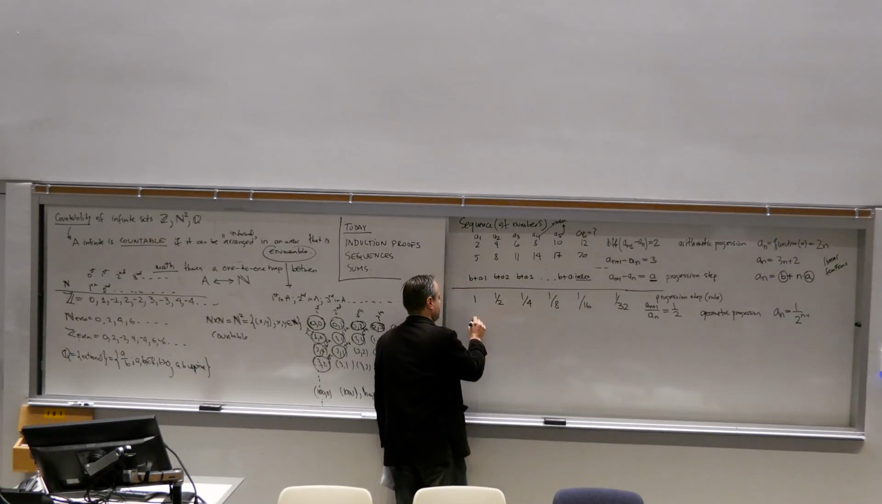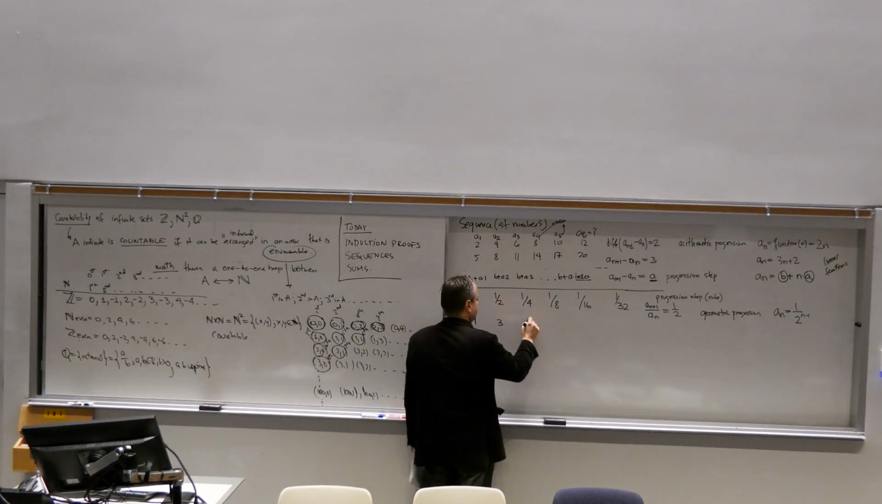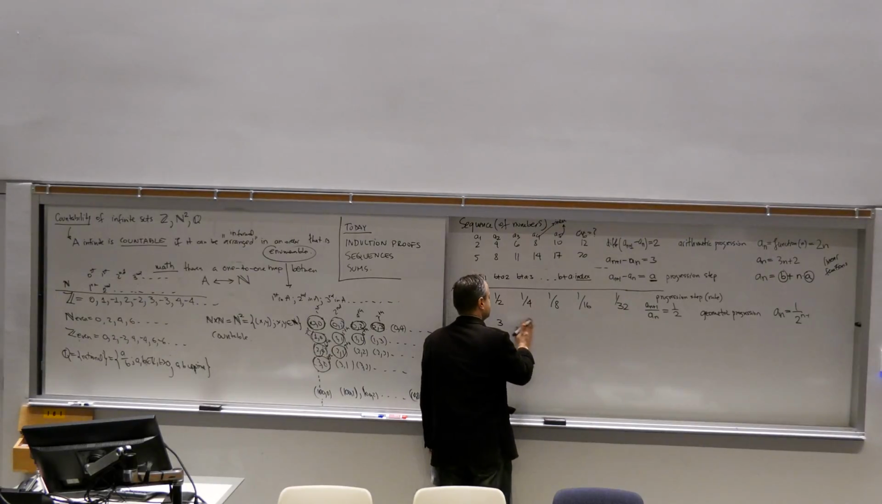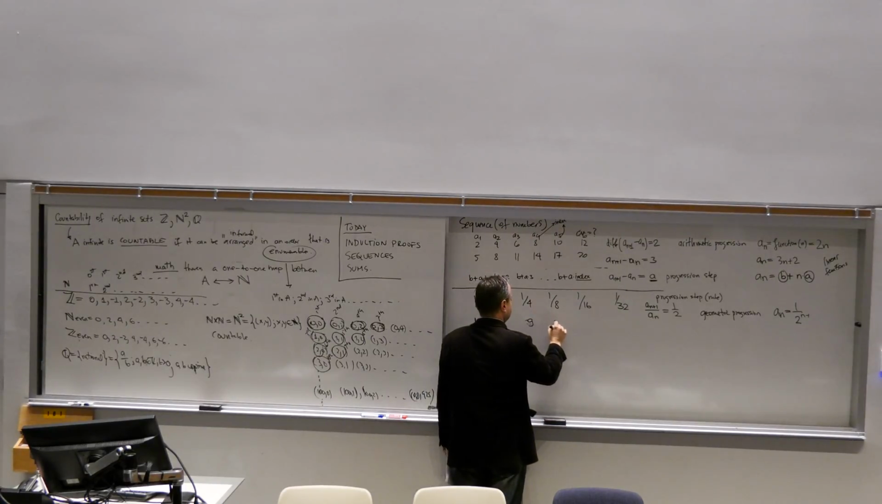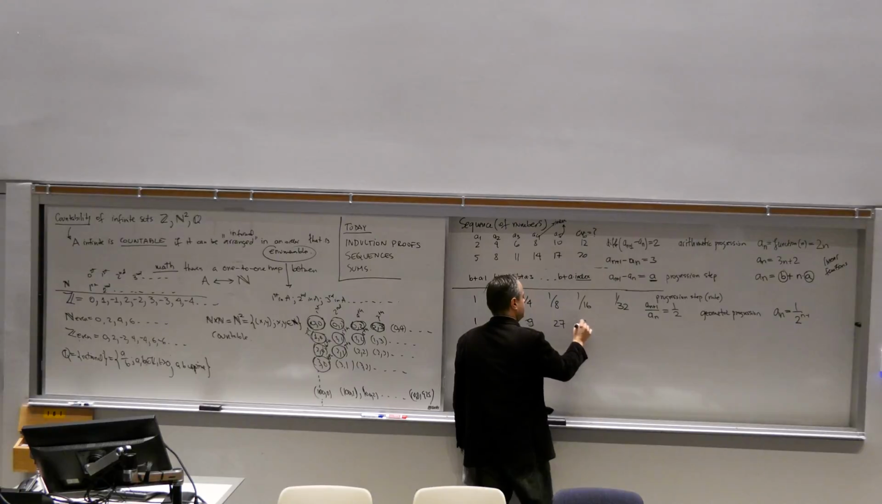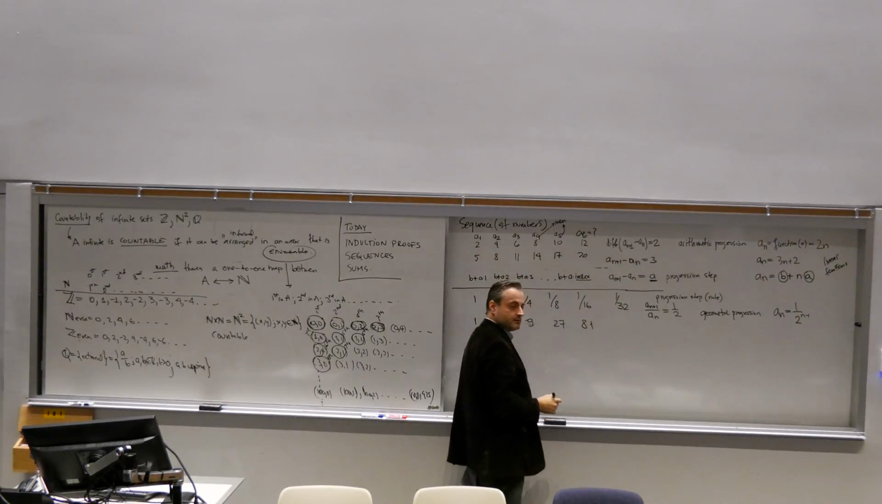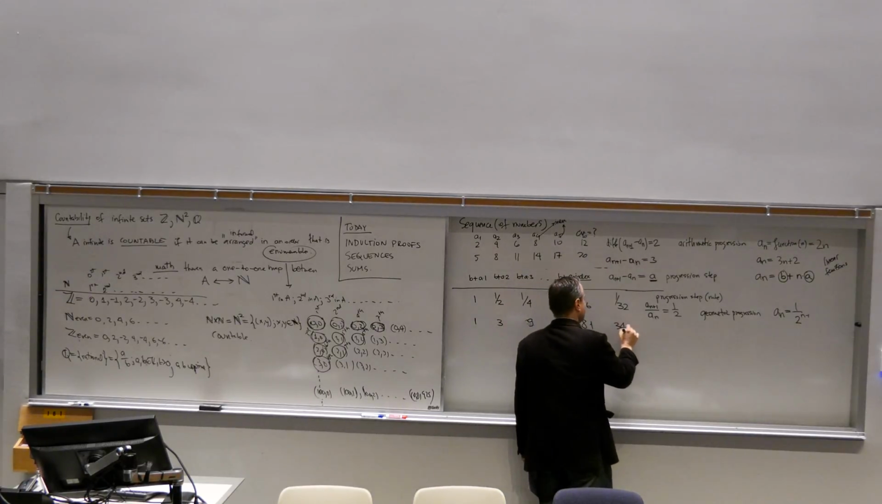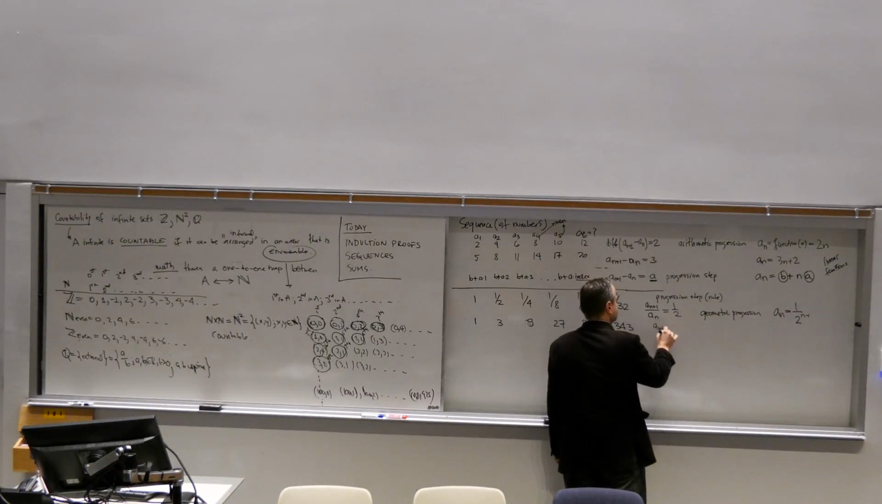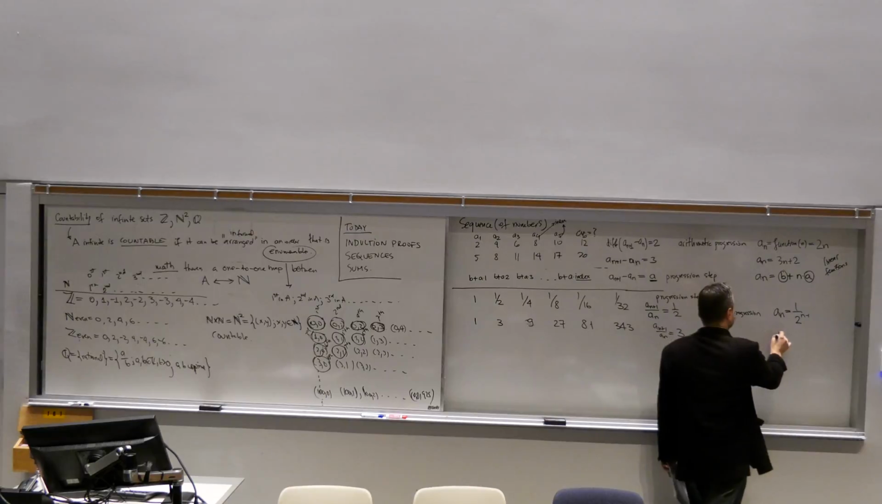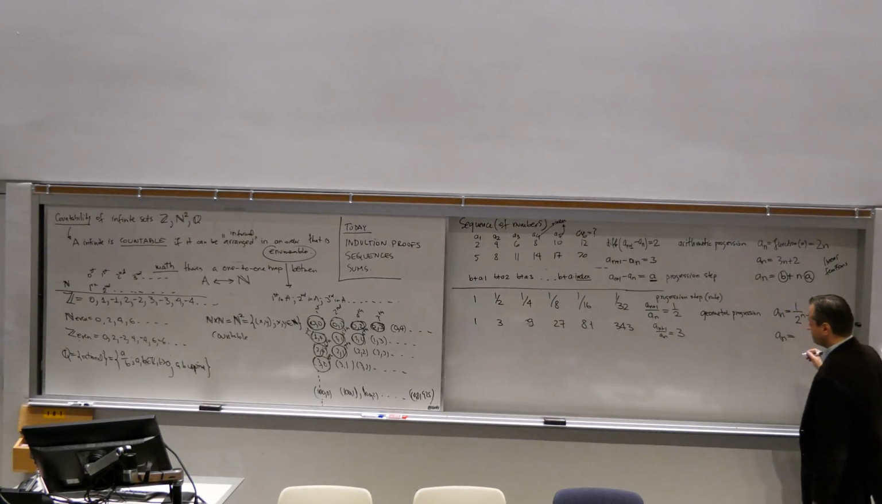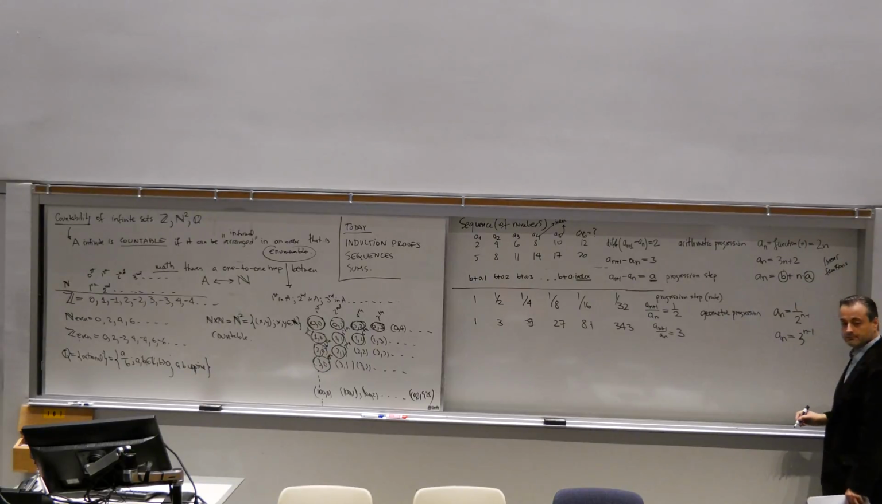How about if I have 1, 3, 3 squared, that's 9, right? 27, 81. What's the next one? 243. What's the rule here? a(n+1) divided by a(n) is always 3. And the rule is a(n) equals 3 to the n minus 1.